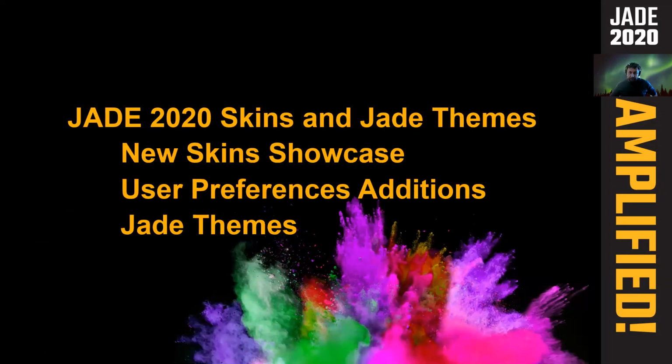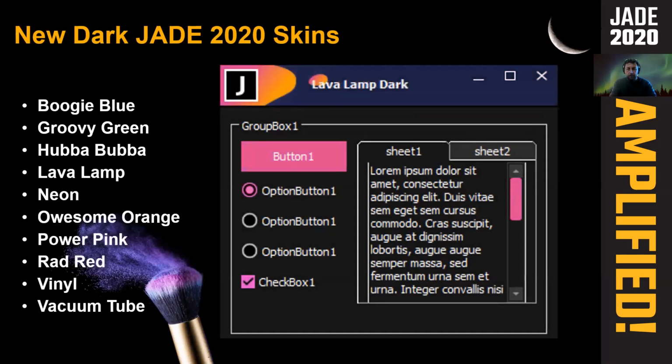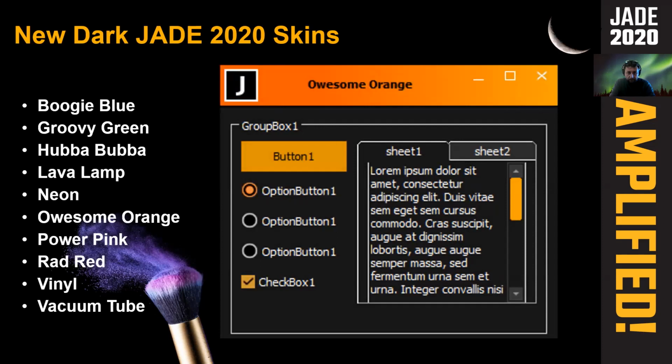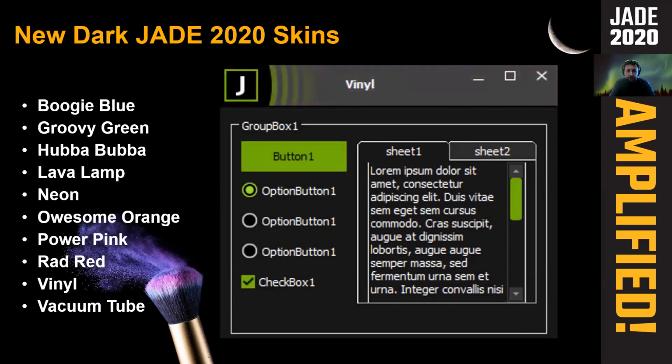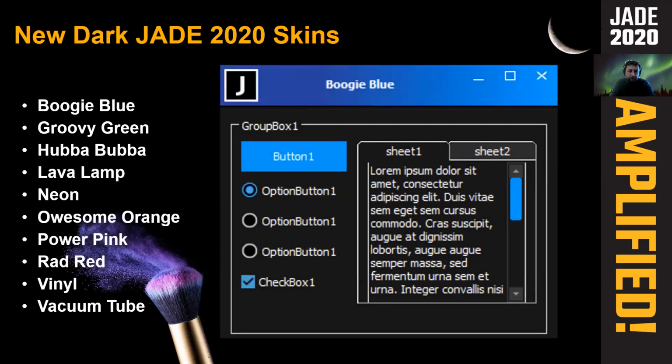Okay, come to the last topic, which is skins and introducing JADE themes. So we've added 10 new dark skins in JADE 2020, and they sort of come in two varieties and differ in the caption area. There are 5 with a simple gradient along the caption area, and 5 skins with a design in the top left corner.